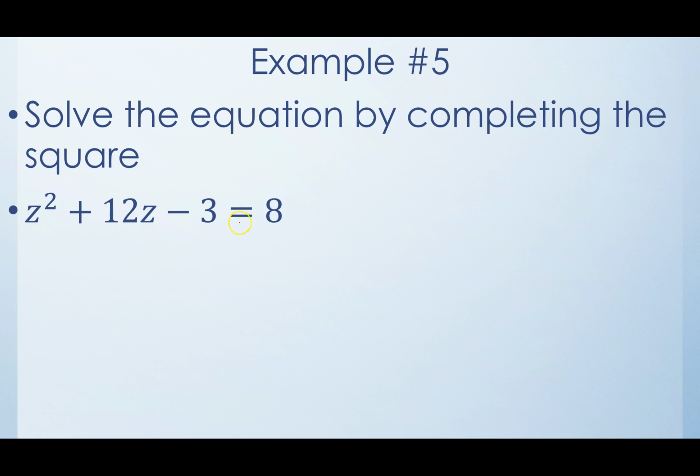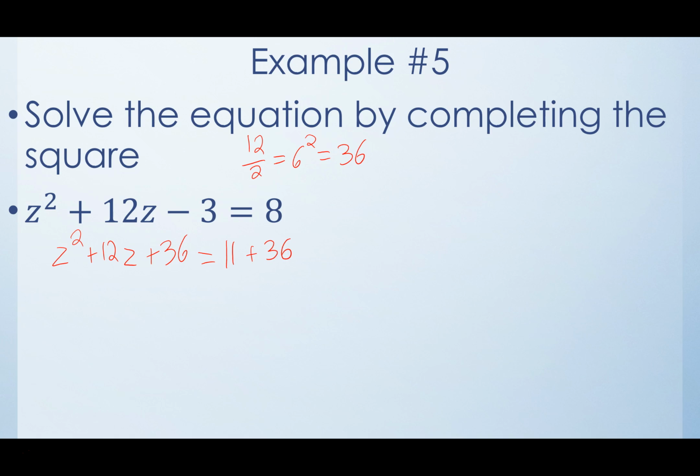So for this one, again, we have to add 3 to both sides first. So we get z squared plus 12z equals 11. Again, we divide the middle term by 2. You get 6. We square that, we get 36. And that's what we add to both left and right sides of the equation.